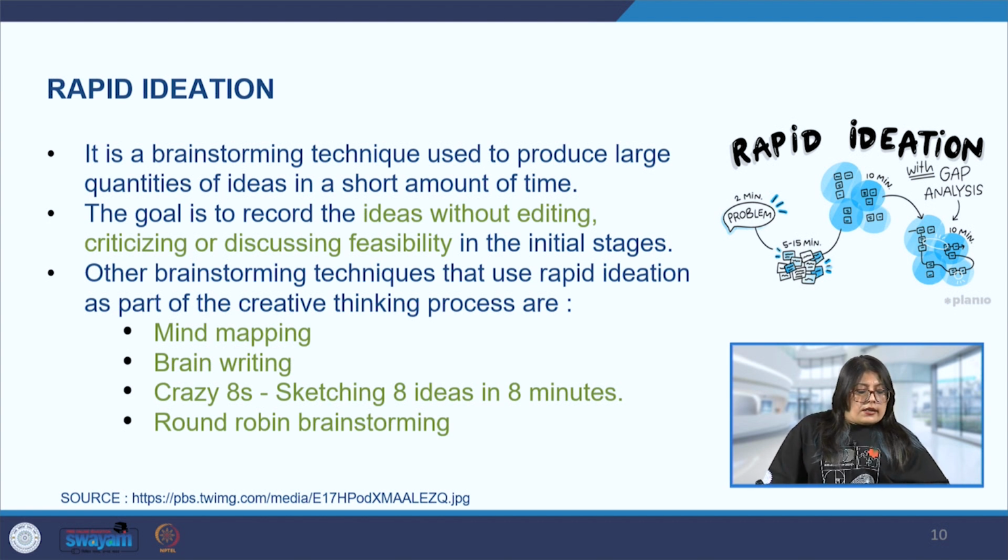Now, here we can see that it's a brainstorming technique, and we have to generate large quantities of ideas here. And again, similar to brainstorming, we also have a no-criticizing policy here. All ideas are welcome. And we can see that other brainstorming techniques that use rapid ideation as part of the creative thinking process are mind mapping and brain writing. We are familiar with these. Then crazy eights. So, this is where we sketch 8 ideas in 8 minutes. So, this helps in rapidly coming up with these 8 ideas.